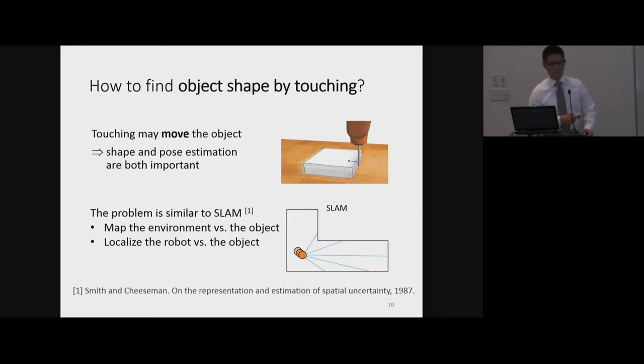A key difference is that in SLAM, we have odometry to predict the motion. For the object, we usually don't have odometry, but instead we have pushing mechanics, some physics to predict where the object is going.